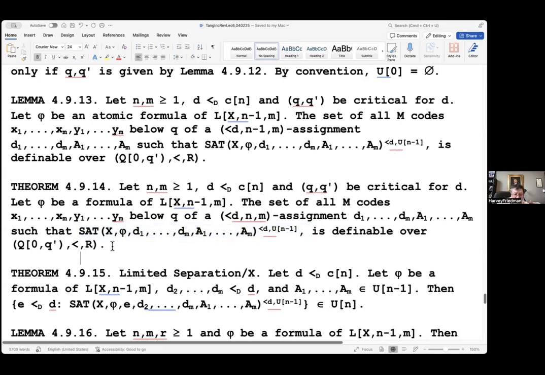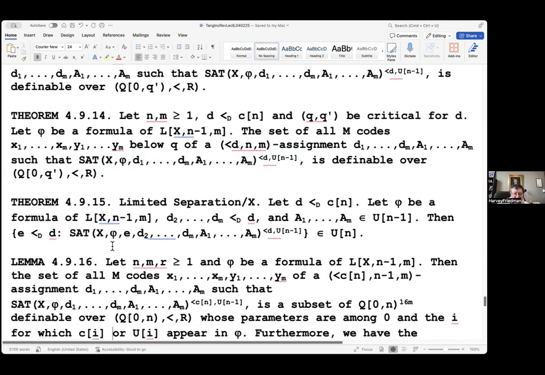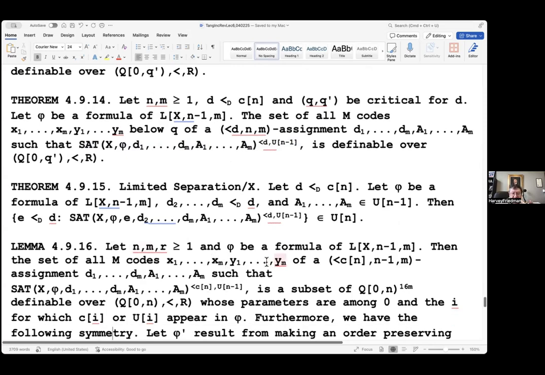Okay, so from that we immediately get limited separation in X. We get that if D is below Cn and phi is a formula in L of x n minus 1 m, and D1 through Dm is below D, and A1 through Am are in U of n minus 1. See, all the things in U of n minus 1, they have codes. They're coded below n, well below n, all of them. And that's important for this.